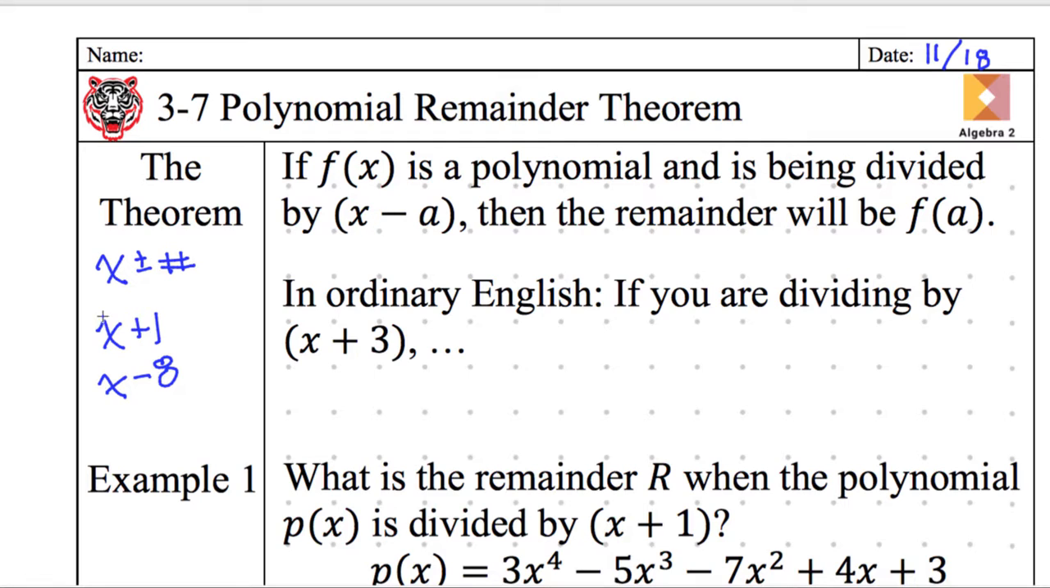If you have that form for synthetic division, then you're also allowed to use the polynomial remainder theorem. What that basically says is take the opposite. The opposite of negative a is positive a. Take the opposite and plug it in, into your original polynomial. That will be your remainder. It's a quick way to find the remainder. So, if you are dividing by x plus 3, plug in negative 3 and that will be your remainder.